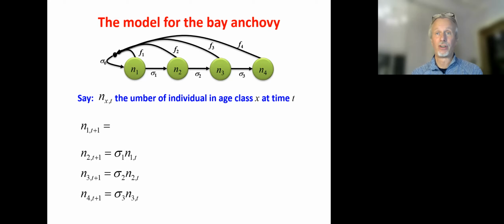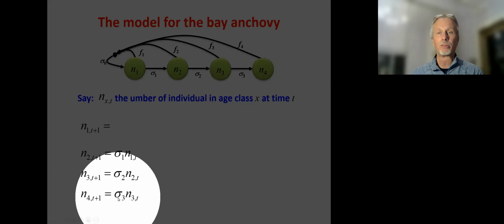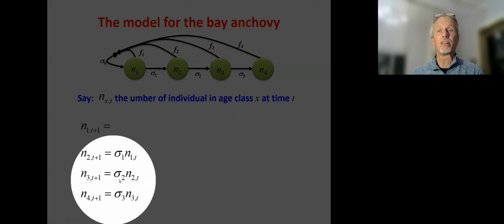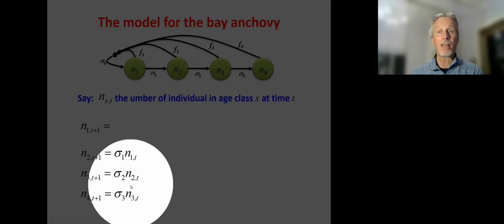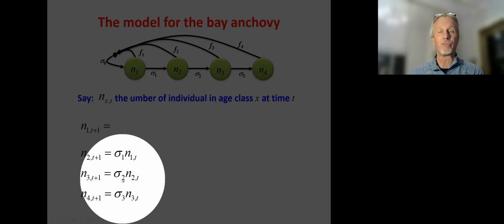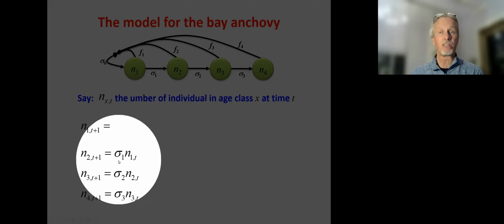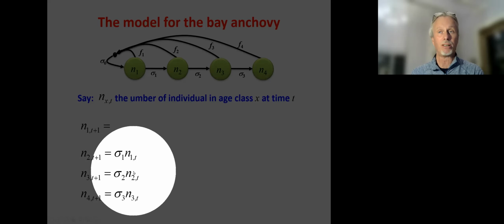Well, this is very easy for classes 2, 3, and 4, because the number of individuals of age 4 that will be alive next year is equal to the number of individuals of age 3 that are alive this year, multiplied by the transition probability from age 3 to age 4, that is, by sigma 3. Likewise, the number of individuals of age 3 that will be alive next year is equal to the number of individuals alive this year of age 2 that will make it to age 3, so N2 at time t multiplied by sigma 2. And likewise, N2 at time t plus 1 is equal to sigma 1 times N1 at time t.